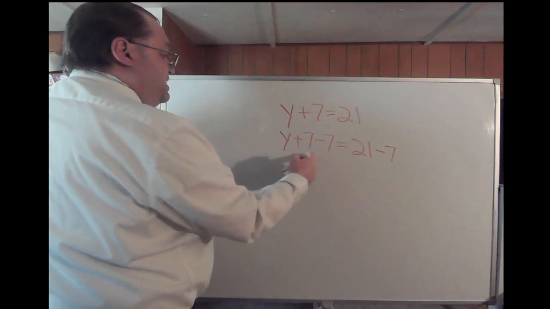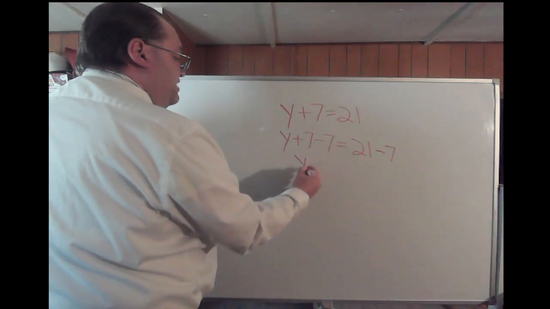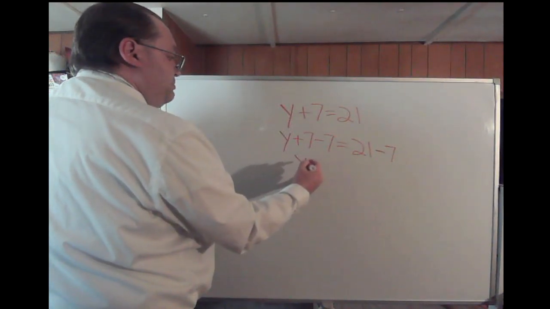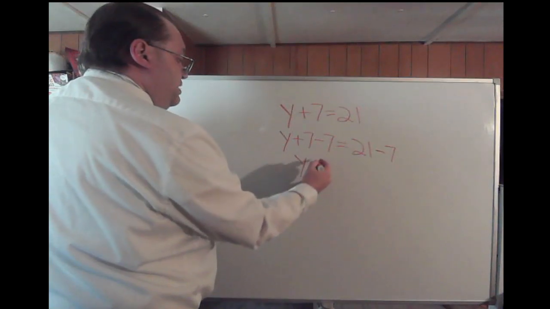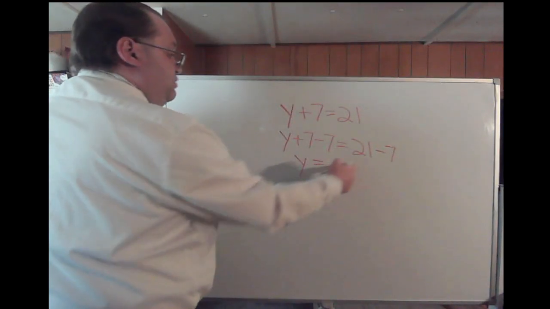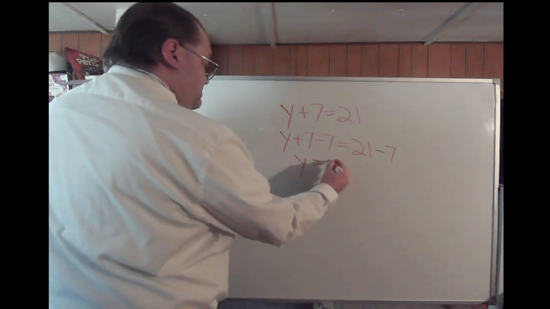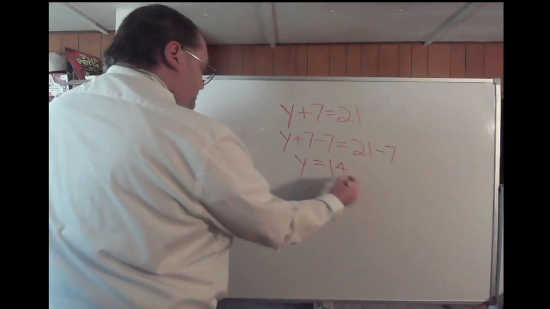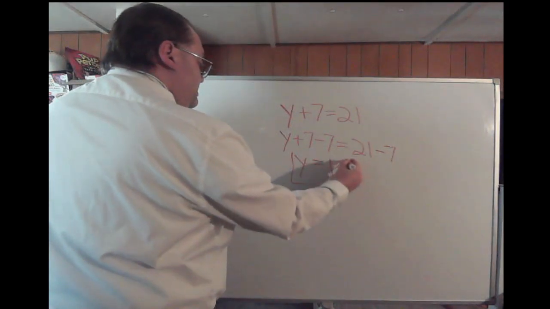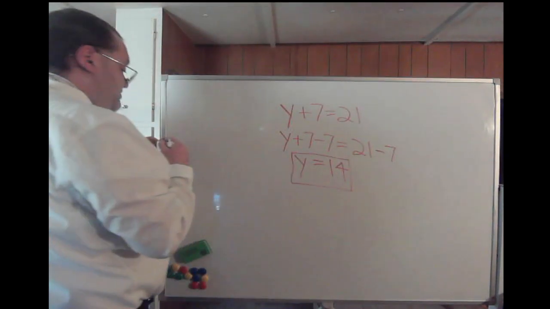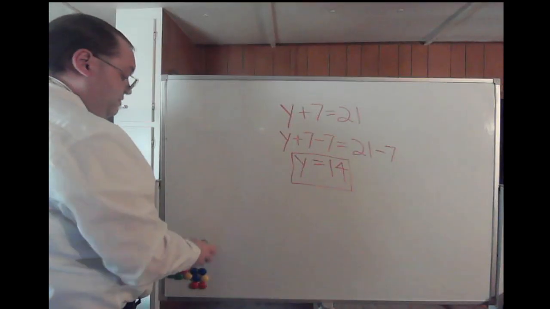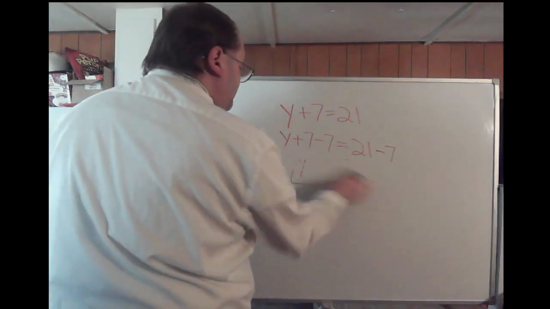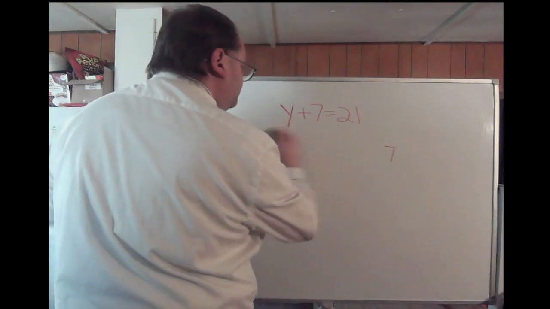We got to subtract it from the right side also. So now 7 minus 7 is 0. You'll just have y by itself. You'll have y plus 0, which is just y. That's going to be equal to 21 minus 7, which is 14. So therefore, the value of y equals 14. And I got plenty more where that came from.